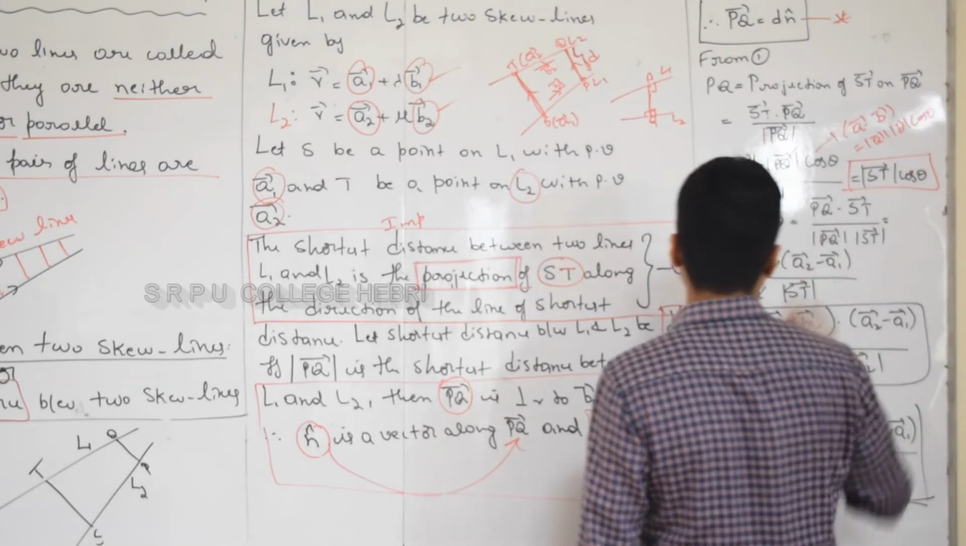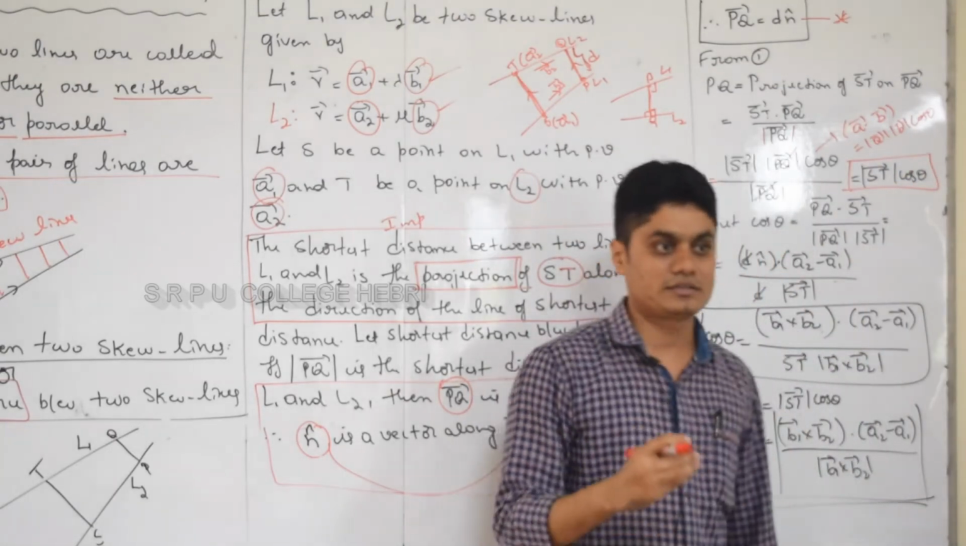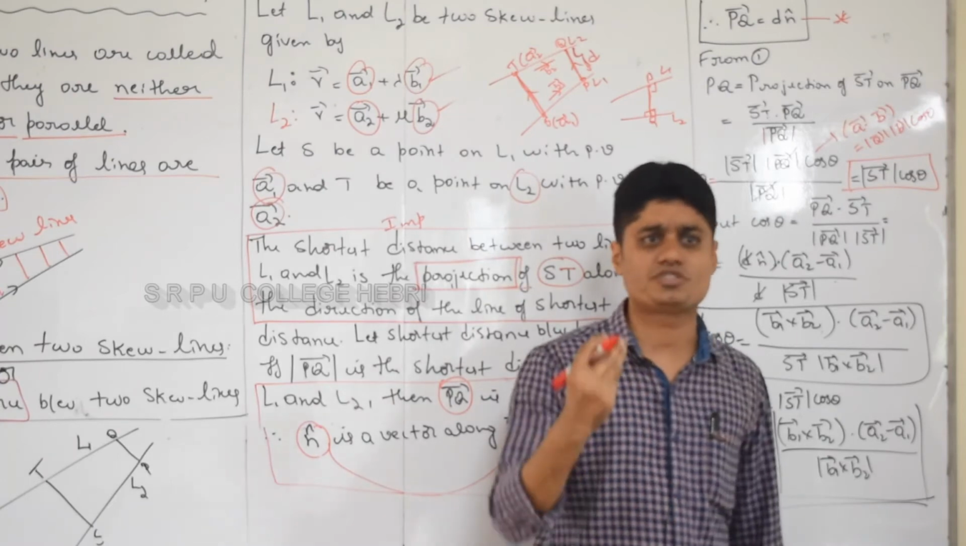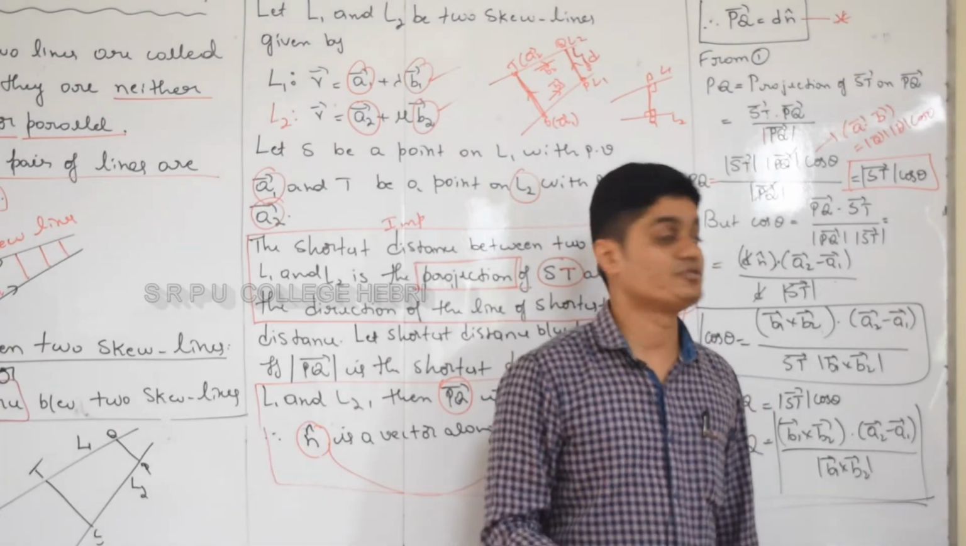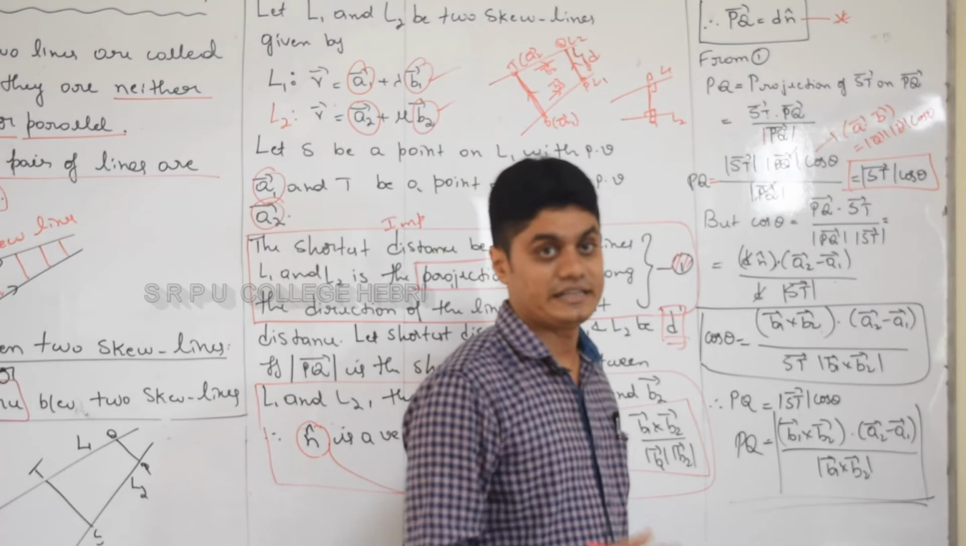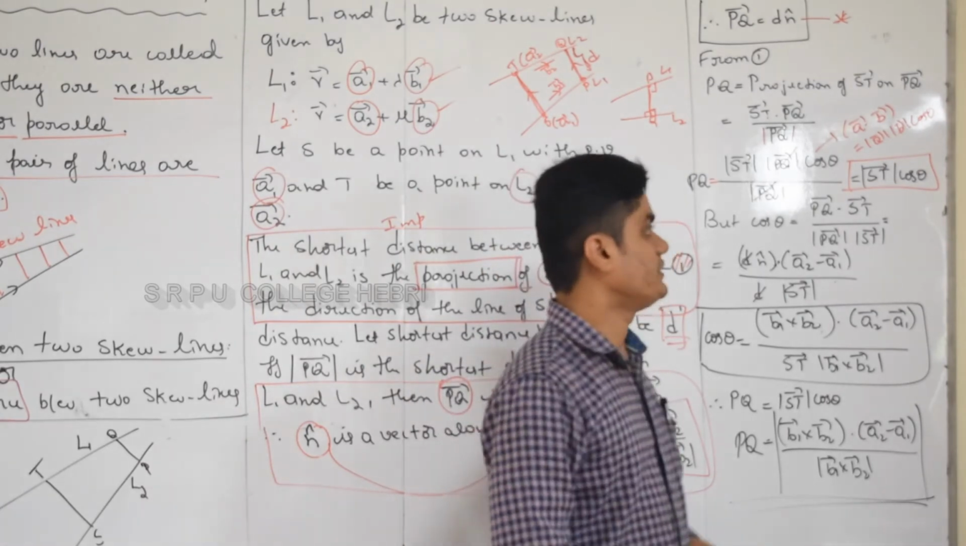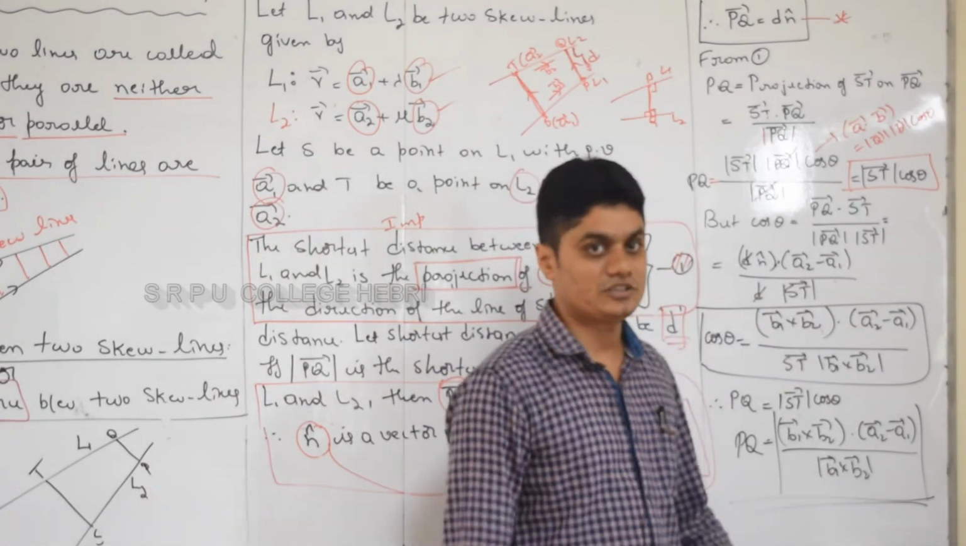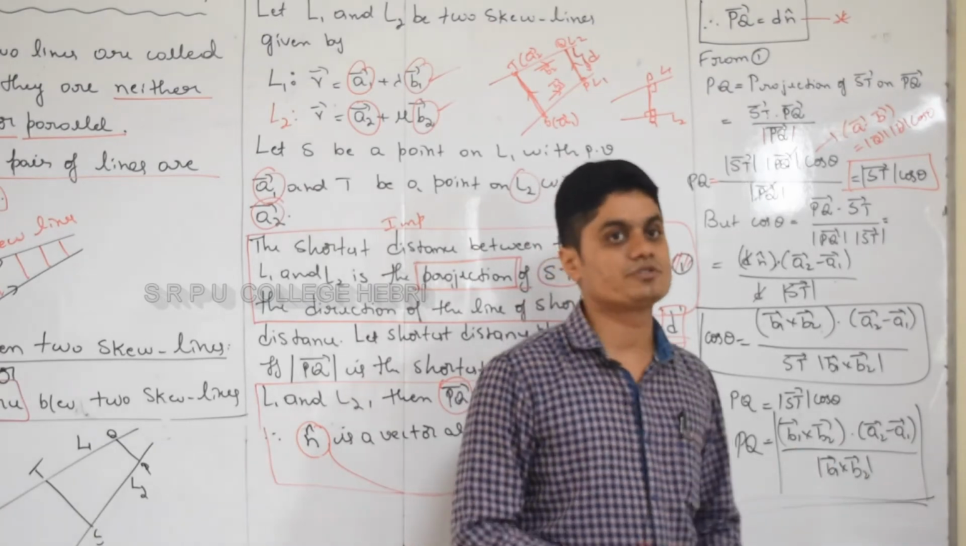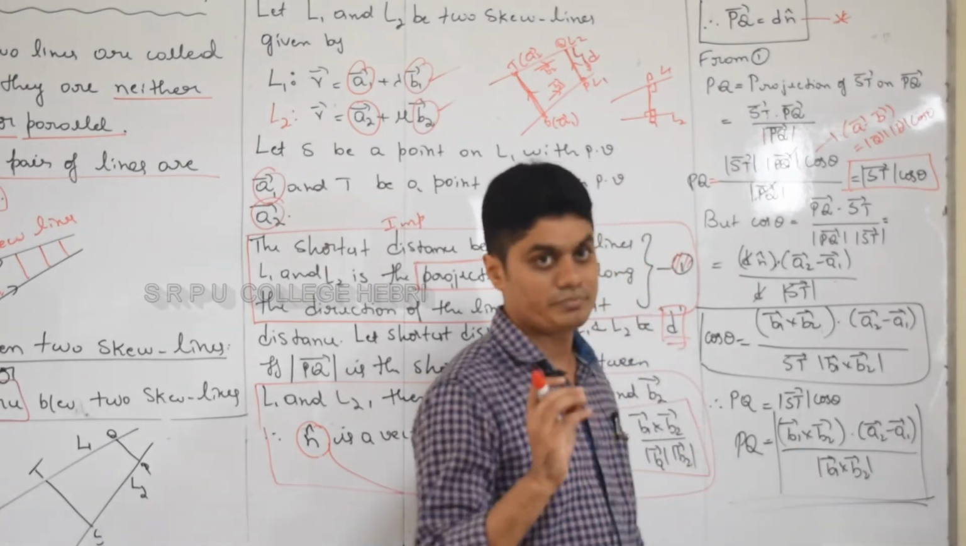This is important. So we are able to get a simple expression for the shortest distance between them. That is, PQ is equal to the magnitude of ST into cos theta. So our remaining work is to find cos theta. If we know cos theta, you will get the expression for the shortest distance. I'll show you how to bring the cos theta.